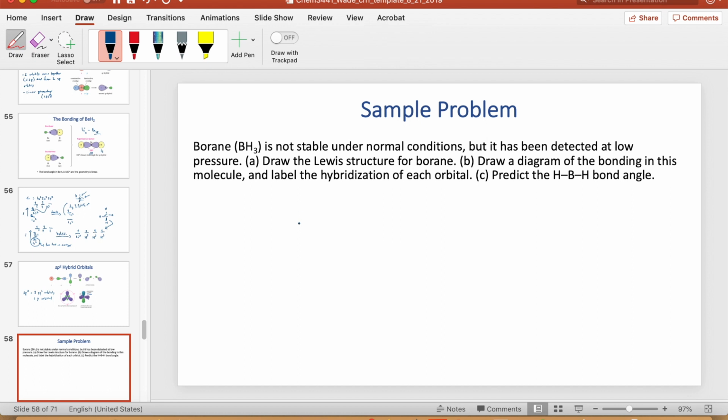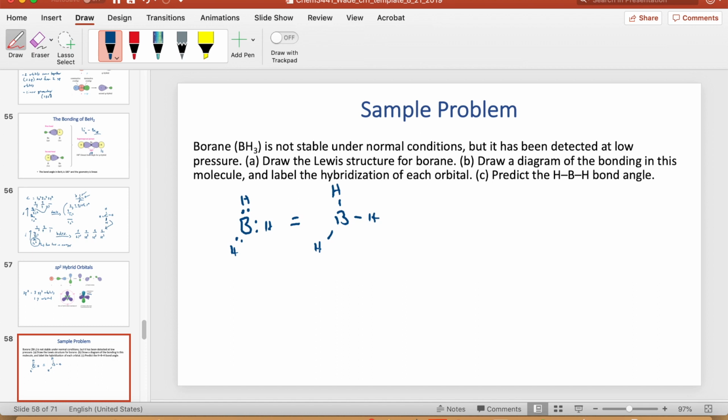So if we're looking at boron, we have BH3. We can draw the Lewis structure by something like this: H, H, H. This would be our Lewis structure, which we're going to represent like this, because nobody wants to draw all of those little dots. So we've got part A down.